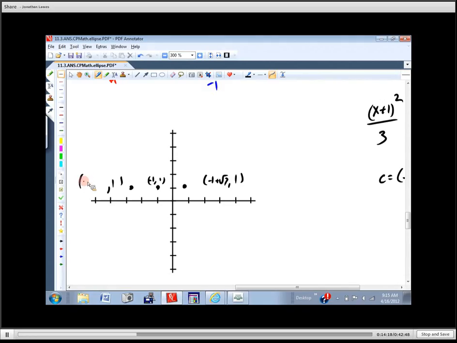Negative 1 minus radical 7. Whoops. Yeah. Where did you get radical 7? Oh, sorry, radical 3.